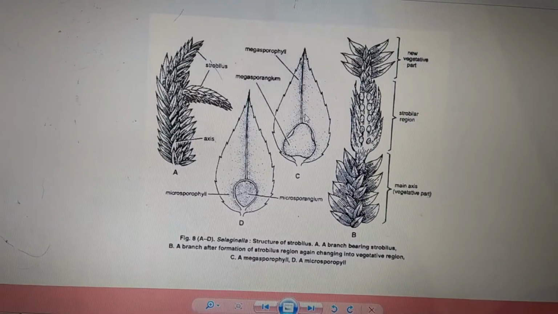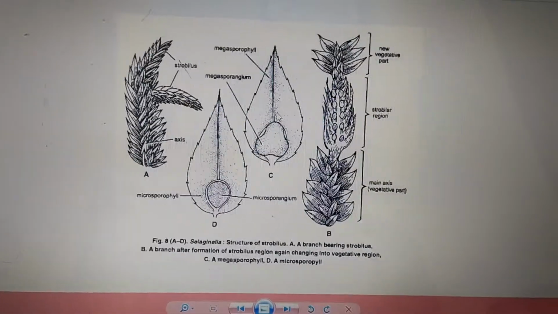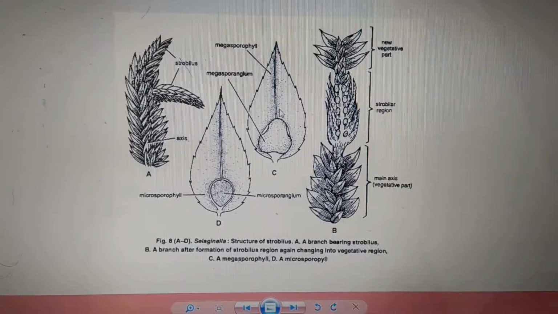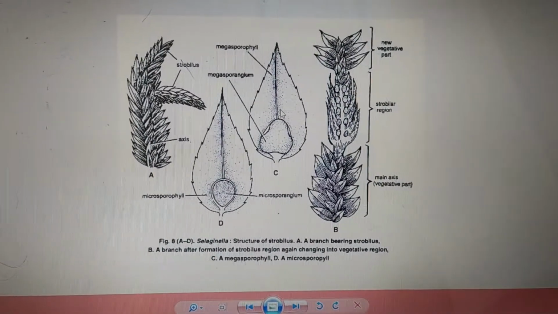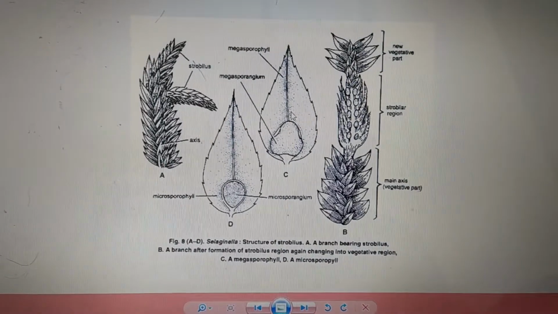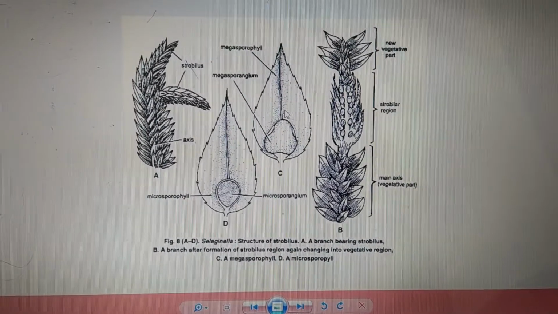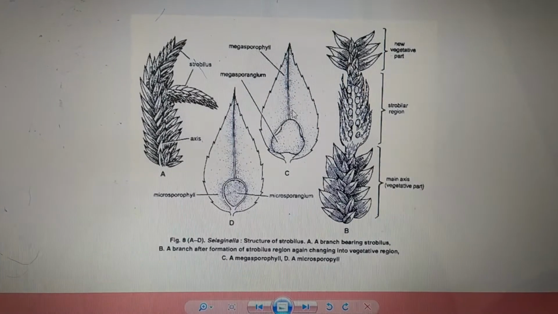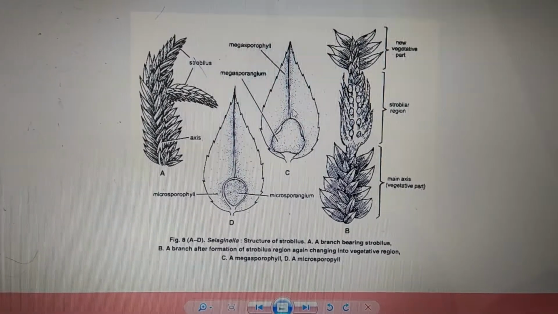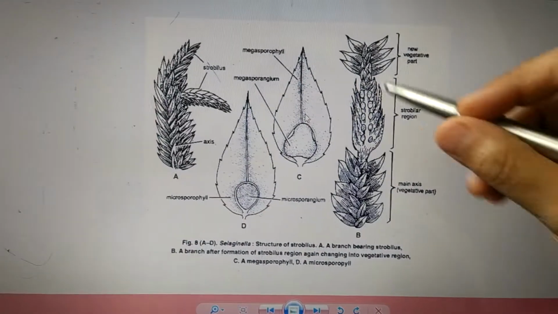Continuing the session on reproduction in Selaginella, we will be speaking about spore producing organs. The sporophytic phase of Selaginella is diploid in nature, that is, the sporophyte is 2n. The plants are heterosporous in the sense they produce two different types of spores. One is megaspore, another one is microspore.